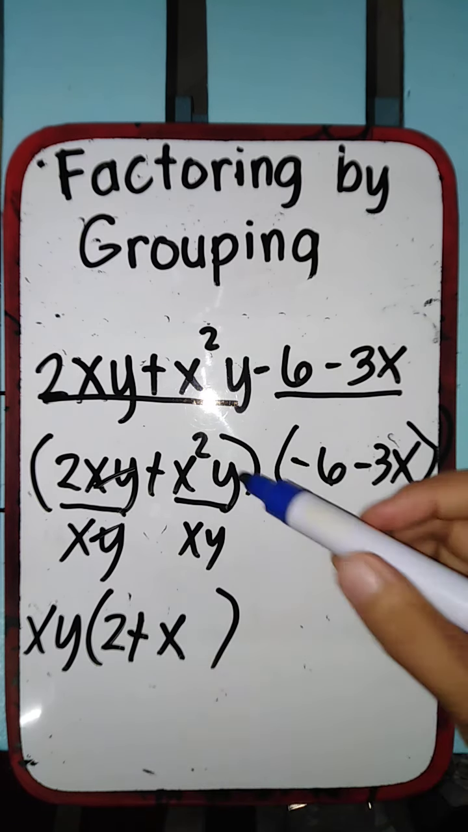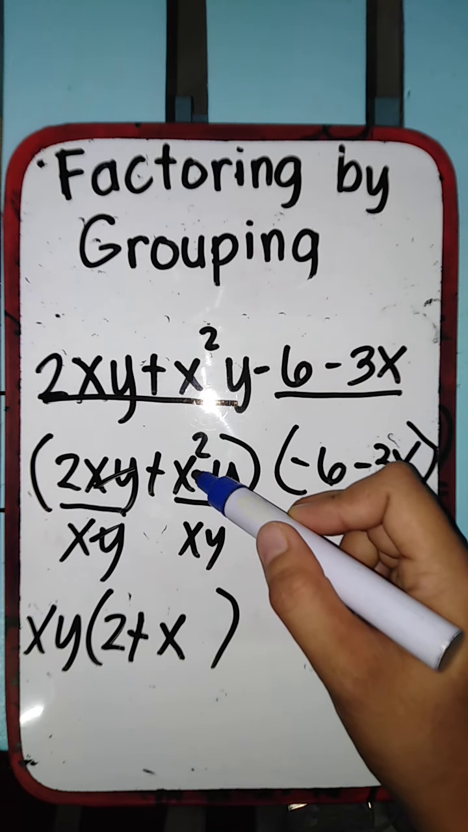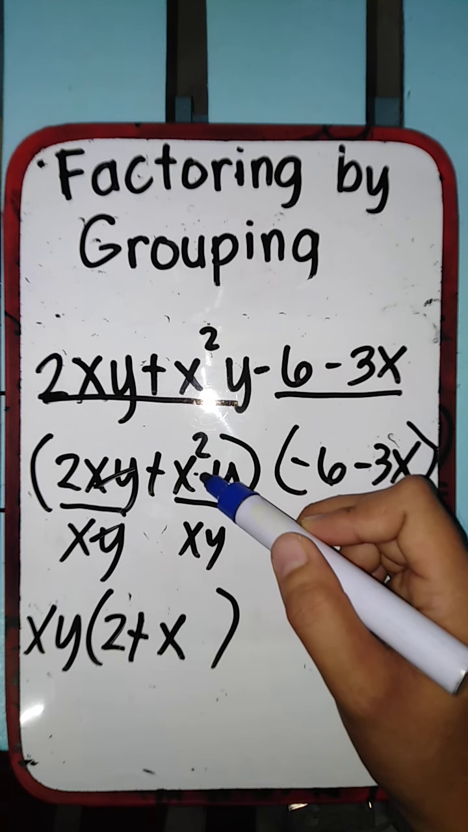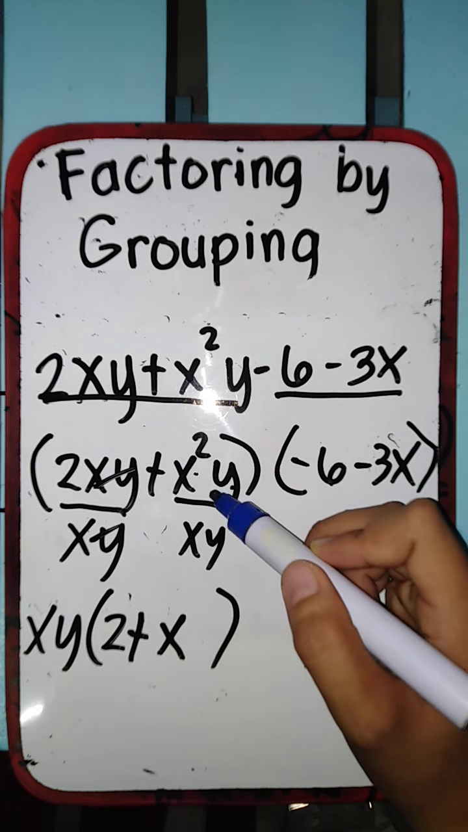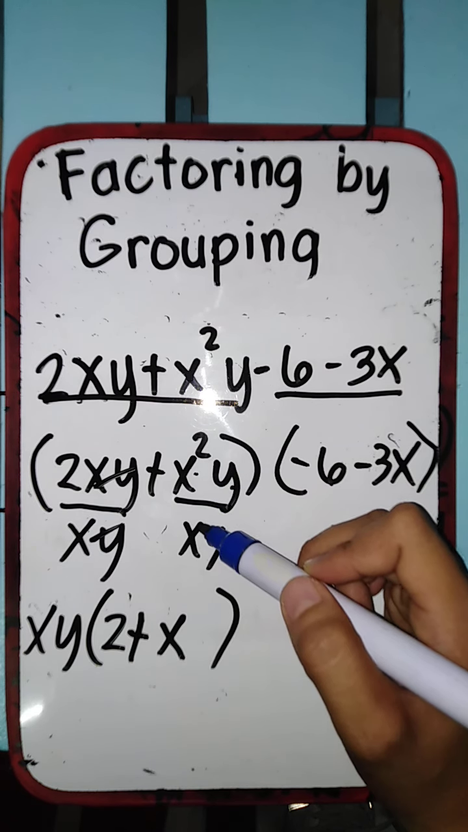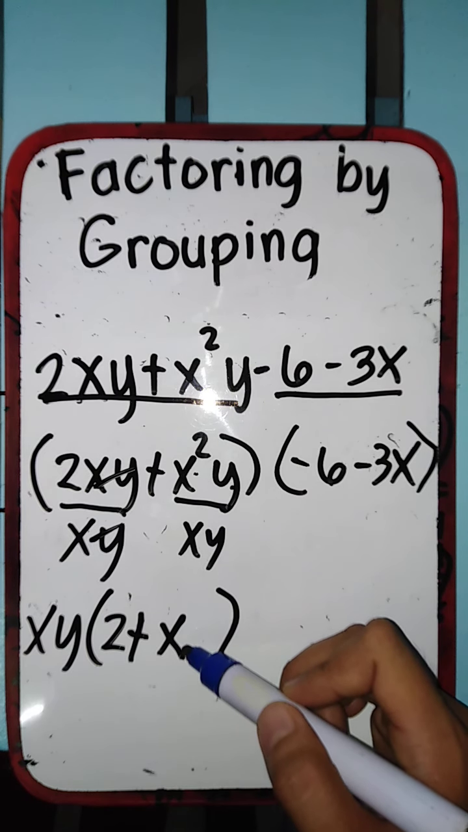Why is it just x? Because y and y cancel: y divided by y is 1. Then there are two x's here because it is x squared. Dividing by x, by the exponent rule, we subtract the exponents. So we have 1x left. That's why it's x.